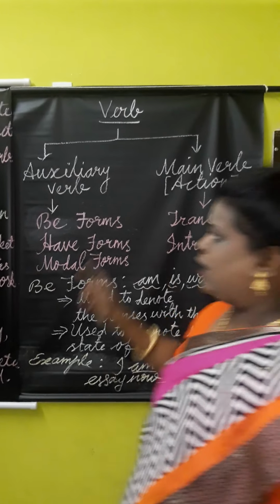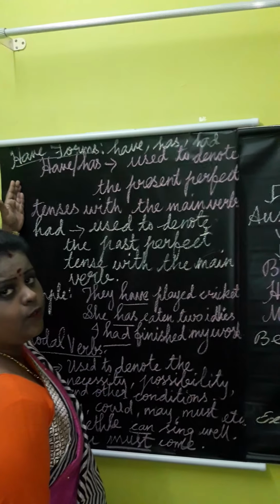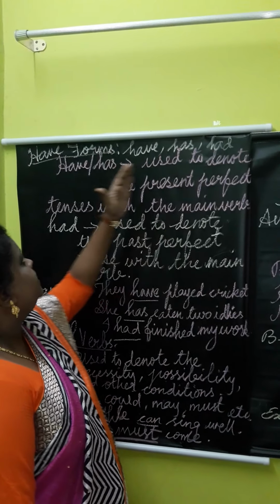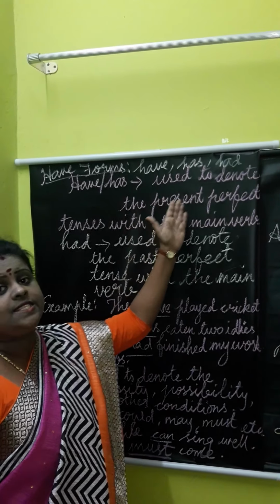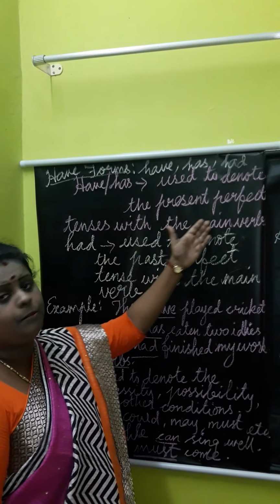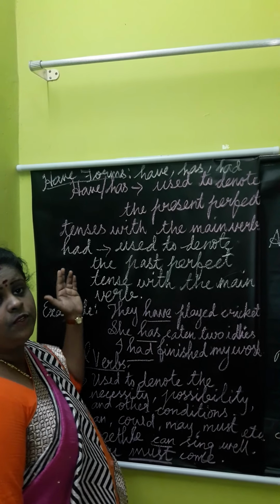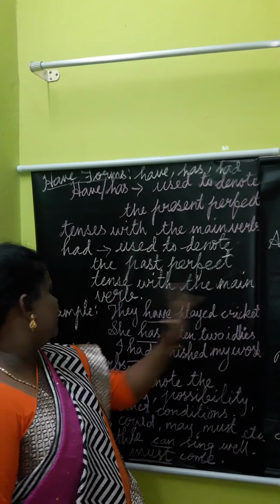And let's go to the have forms. See here, have forms. How many have forms are there? Have, has and had. See, have and has will be used to denote the present perfect tenses with the main verb. And had will be used to denote the past perfect tense with the main verb.